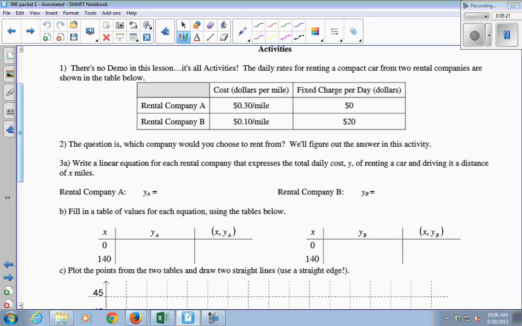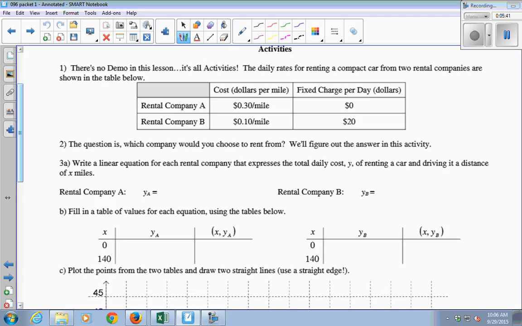So we're going to figure out the answer as we work through the steps in this problem. We're going to write a linear equation for each rental company that expresses the total daily cost, Y, of renting a car and driving a distance of X miles. Okay, so Y is going to be cost, X is going to be miles driven.